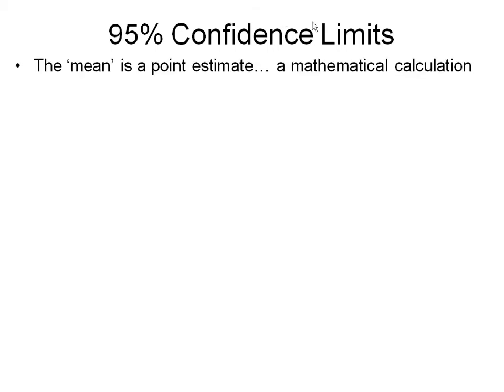Now the 95% confidence limit comes in. We come up with this mean, and that gives us some kind of point estimate. So if I take the average of 2, 4, 6, 8, 10, 12, 14, 16, 18, and 20, my mean is 11. Okay, so the mean represents a point. It's a point estimate, but it's not necessarily a score that actually happened. It's a mathematical calculation.